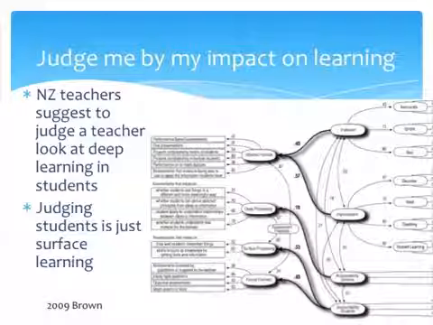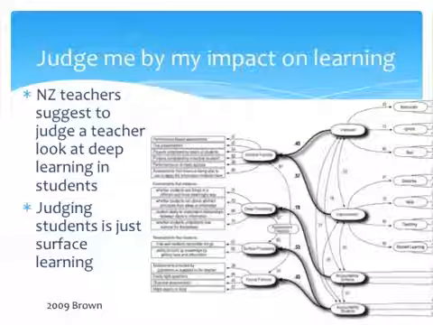So clearly, judging a school by how well the students do on a test is highly problematic to teachers, and technically very difficult. In any case, in a study we did with New Zealand teachers, we asked them, what do you think about assessment? And we've got their four scores on the right-hand side of the screen.